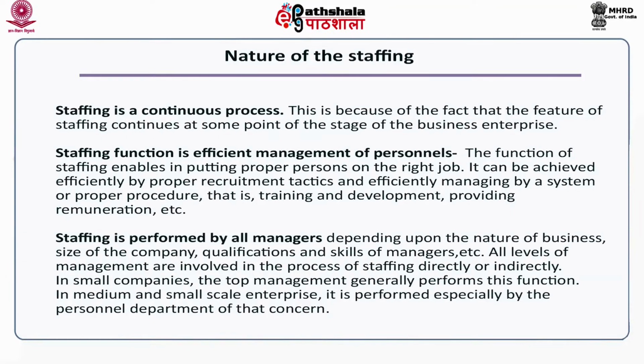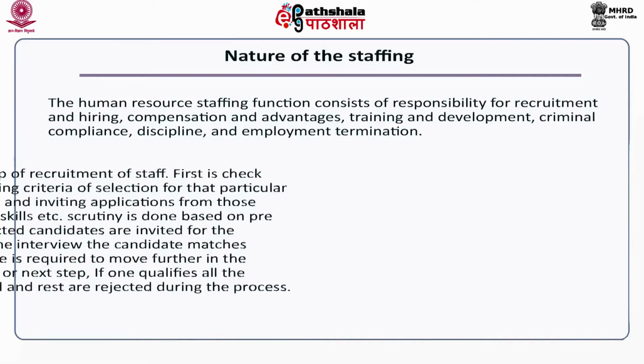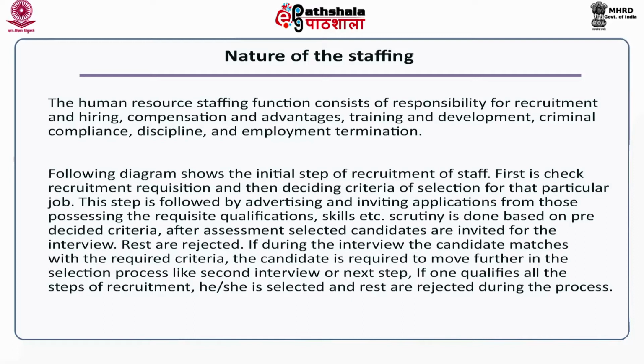Next, it is performed by all managers. Depending upon the nature of the business, size of the company, qualifications and skills of the managers, etc., all levels of management are involved in the process of staffing directly or indirectly. In small companies, the top management generally performs this function. In medium and large scale enterprises, it is performed especially by the personnel department of that concern. The human resource staffing function consists of responsibility for recruitment and hiring, compensation and benefits, training and development, legal compliance, discipline and employee termination. The following diagram shows the steps of the recruitment of staff.